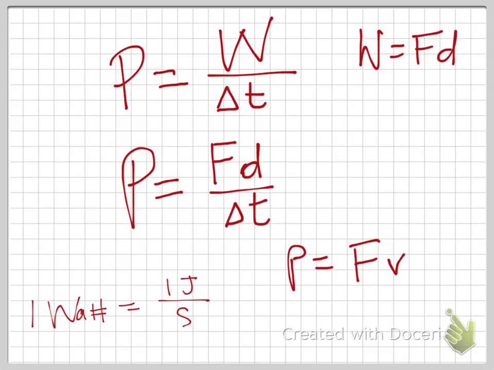The unit is the watt, 1 joule per second. 1 watt is 1 joule of work being done in 1 second. And yes, 746 watts is 1 horsepower. So that's quite a bit of power, actually.